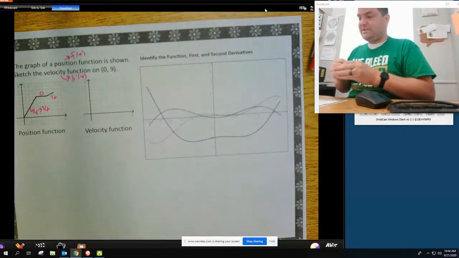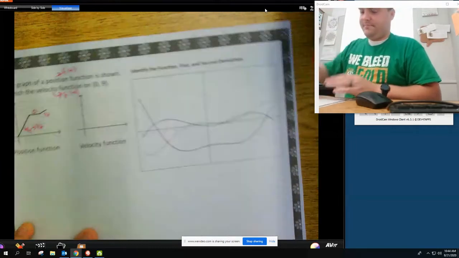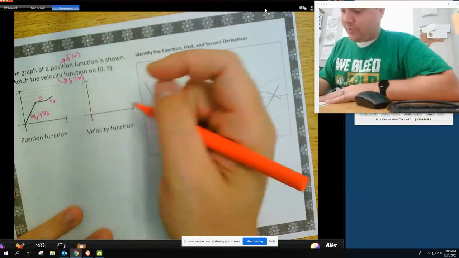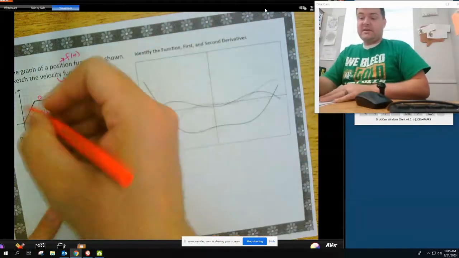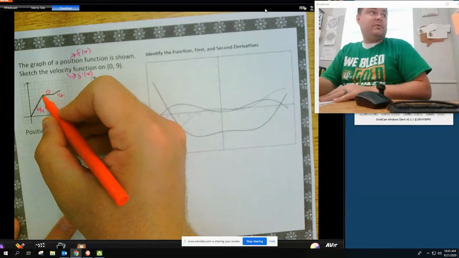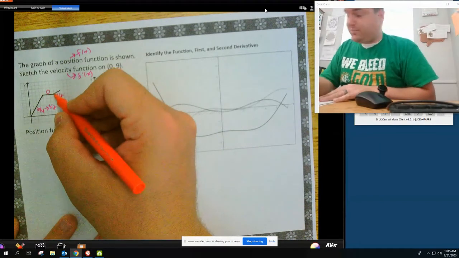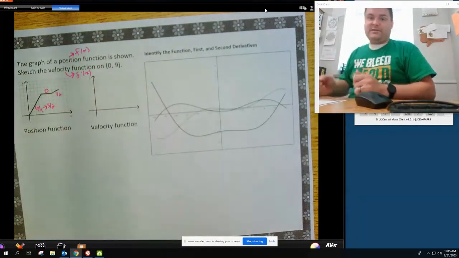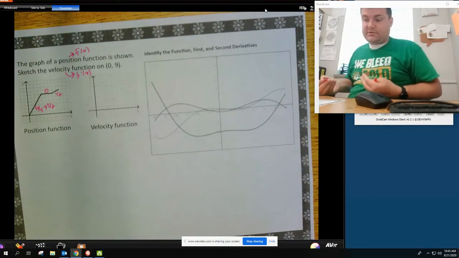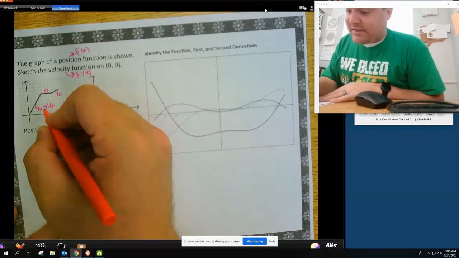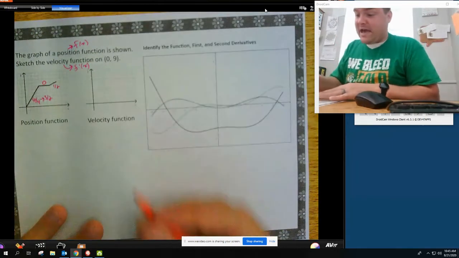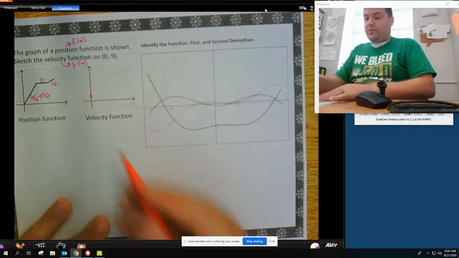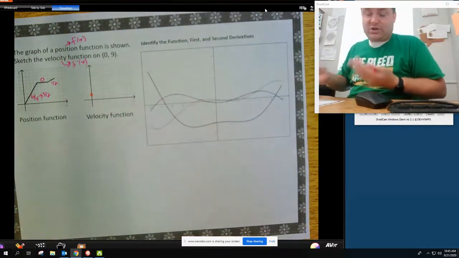So when I go to sketch this, first off, this is not differentiable right here because that's a corner. And it's not differentiable there because that's also a corner. And it's actually not differentiable at the endpoints either. So those are going to be holes. So I'm going to sketch a line segment with a height of 3/2, which is right here. And I'm going to have holes at the endpoints because it's not differentiable.